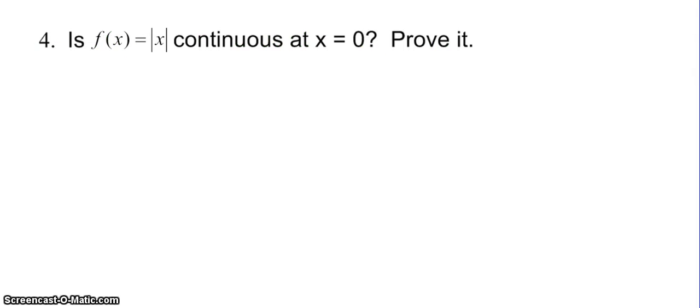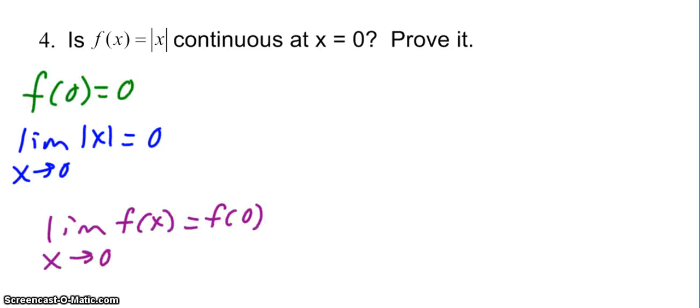Alright, so I want you to prove that f of x equals absolute value of x is continuous at x equals 0. By prove, I really mean just show. It's not really a proof. Pause the video, unpause when you're ready, show. Alright, so for a question like this, really all you're doing is showing that all of our three requirements are met. So the function exists, the limit exists, and the limit equals the function value at that x value of 0 in this case.